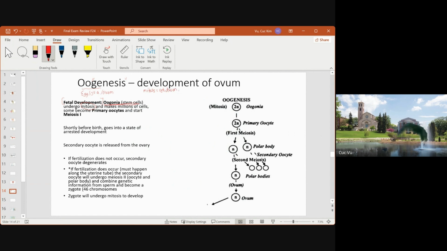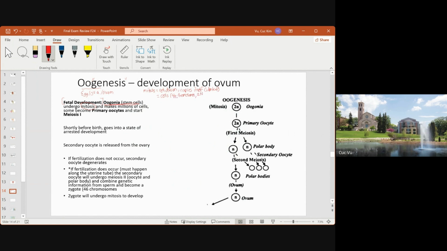Where a cell copies itself. So in other words, they are identical. And these cells in particular have 46 chromosomes. So from one cell that has 46 chromosomes, or another way of saying it is 2n.